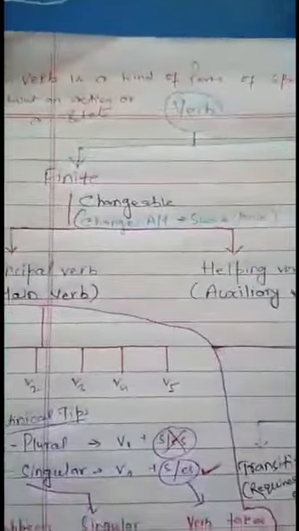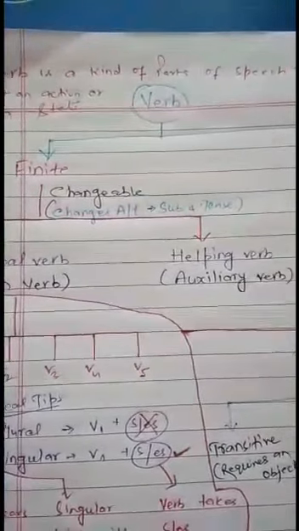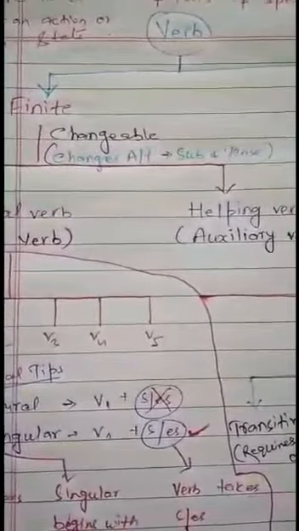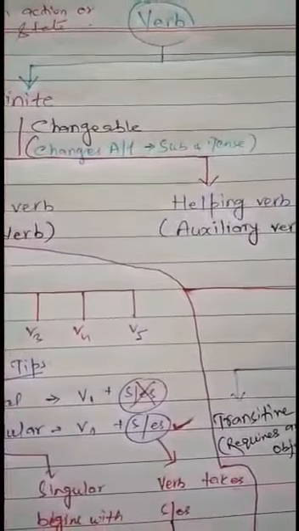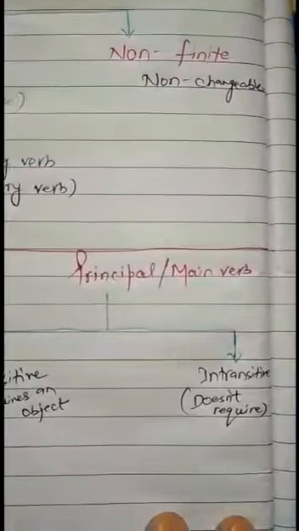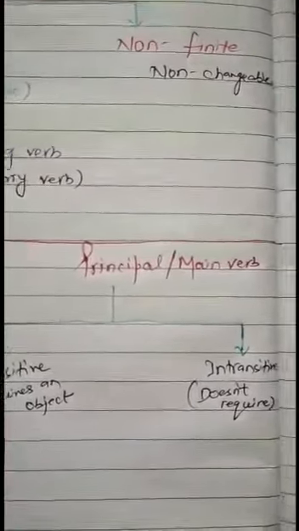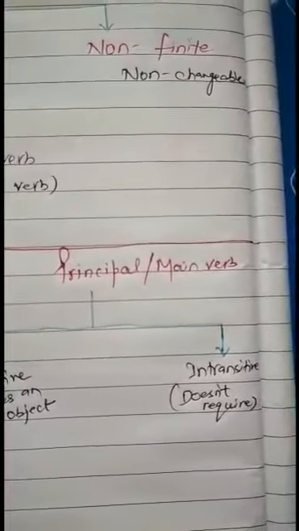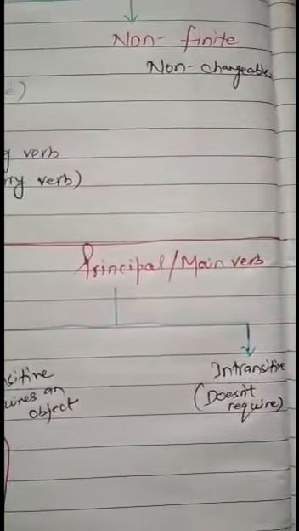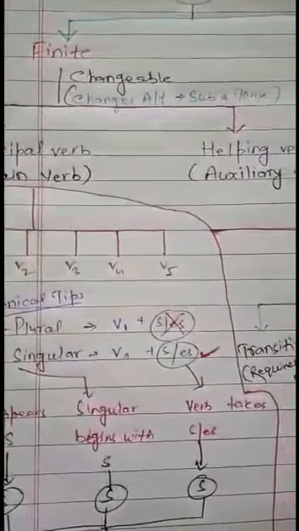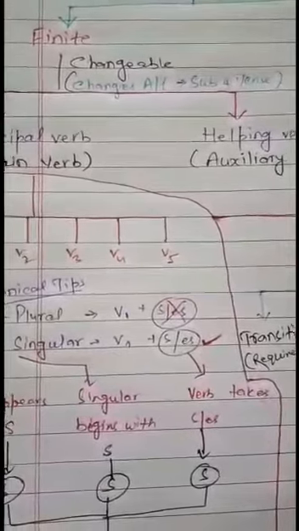Finite can be substituted as changeable. Why is it called changeable? Because when a finite verb comes in a sentence, it changes its form according to subject and tense, whereas a non-finite verb never changes. Whether the subject is changed, whether the tense is changed, it is never changed. The verb which never changes is called non-finite verb. The verb which changes its form according to subject and tense is called finite verb.